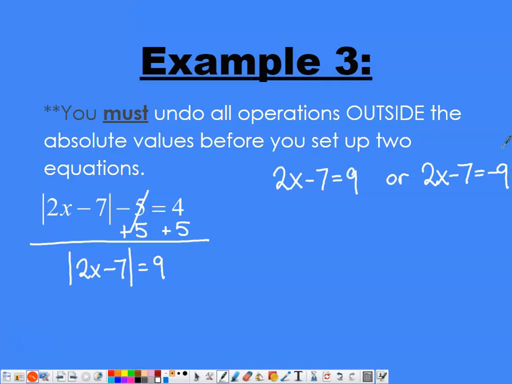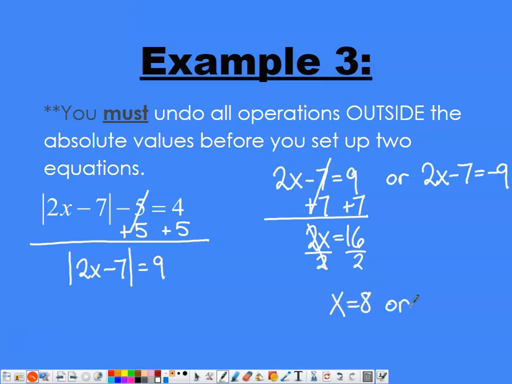Okay? So go ahead and solve. Let's see what happens. So add 7. 2x is equal to 16. So x is equal to 8. Or, again, add 7 to both sides. 2x is equal to negative 2. So our answer is x equals 8, or x equals negative 1.